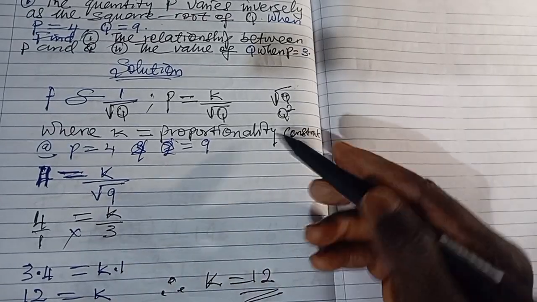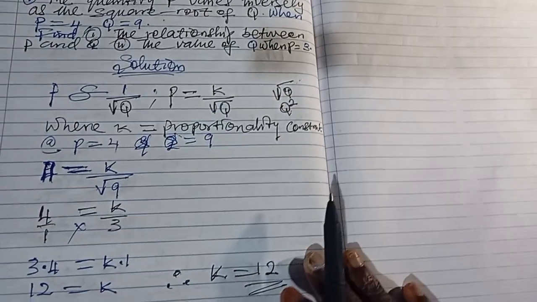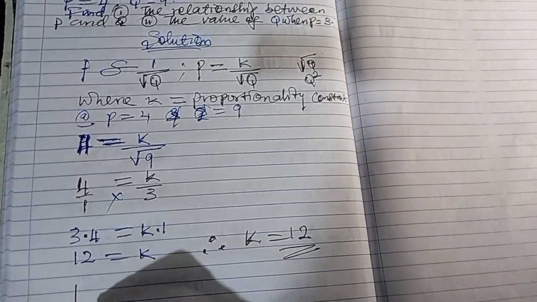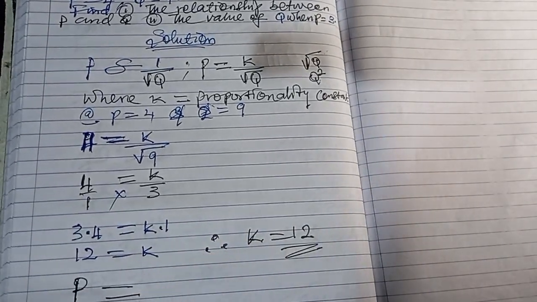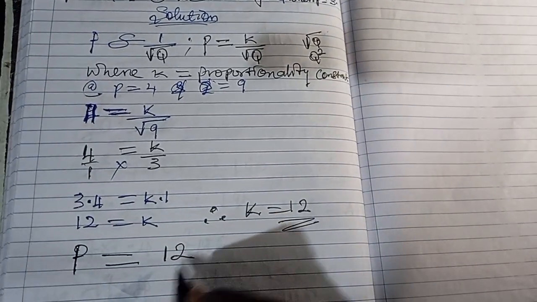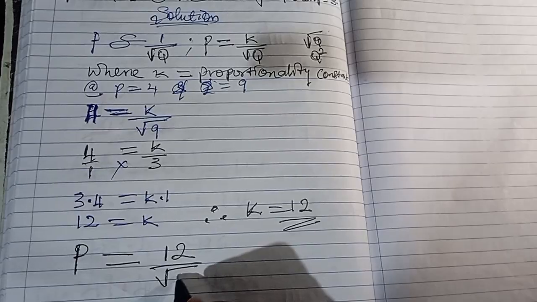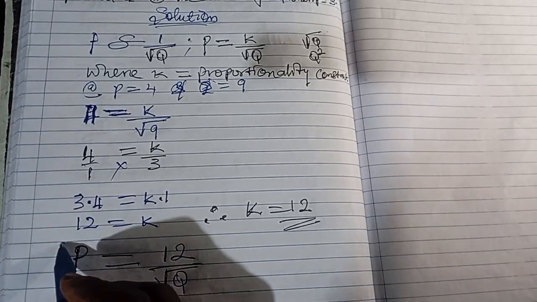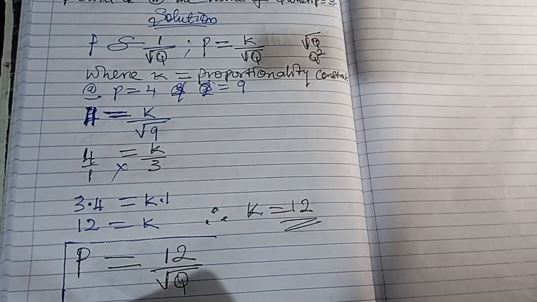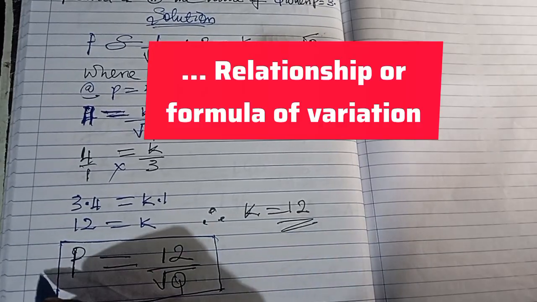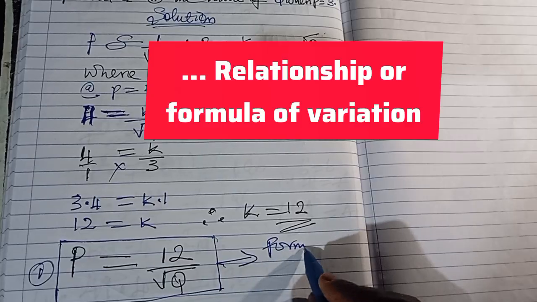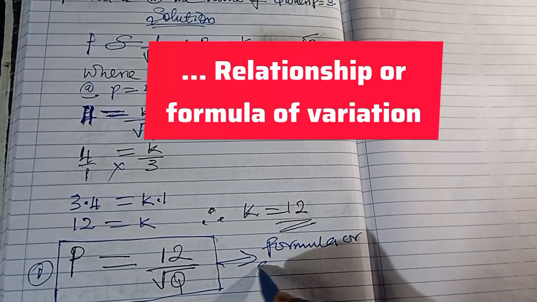We are going to replace it back in this expression. So we can have p is equal to 12 divided by root q. So this is the relationship existing between the quantities. So this is number 1, and we call it formula or equation of variation.